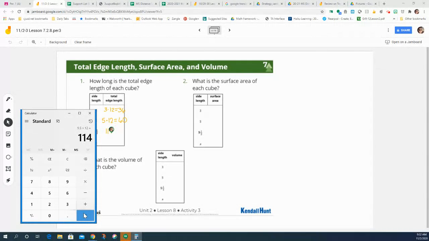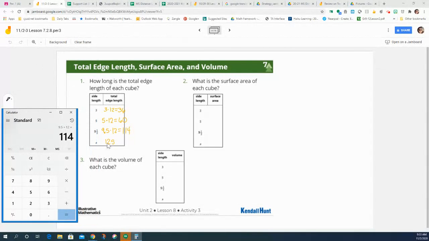Let me write that, right? 9.5 times 12 is 114. And so what you'll notice here is that how we find that total length is by multiplying, right? We're constantly using the 12. So each side is equal to 12s, right? 12 times the side length. Isn't that what we did here? 12 times the side length, 12 times the side length. So we can even write it: the edge is equal to 12 times the side length.